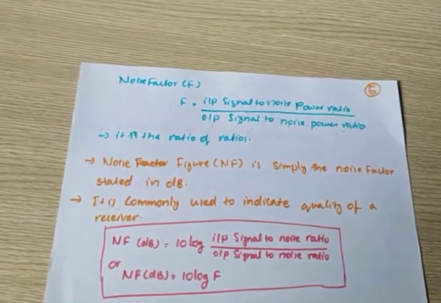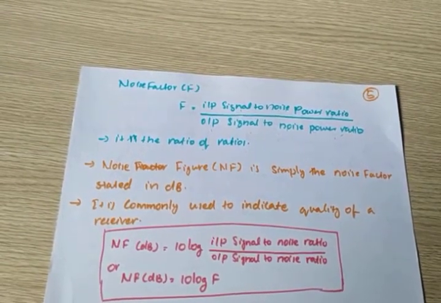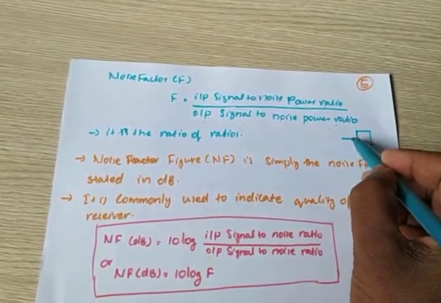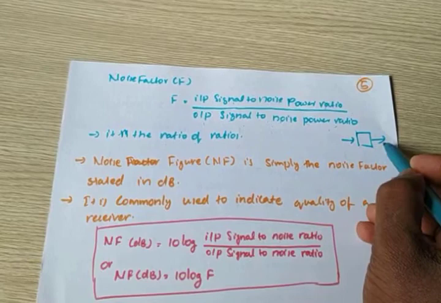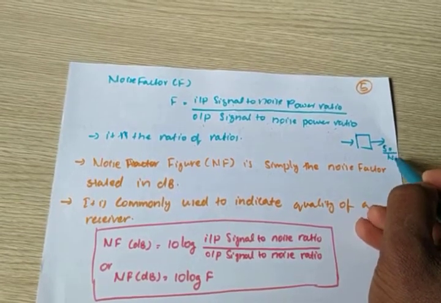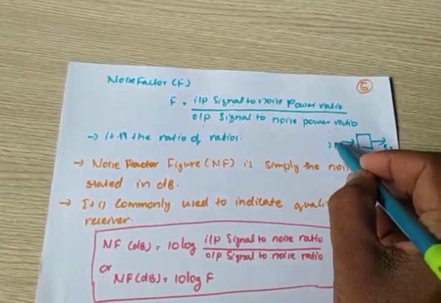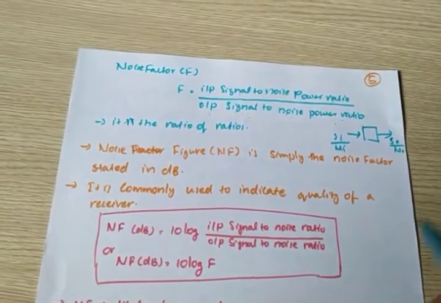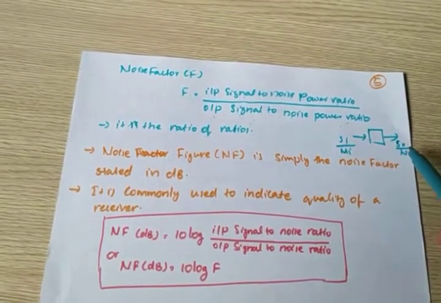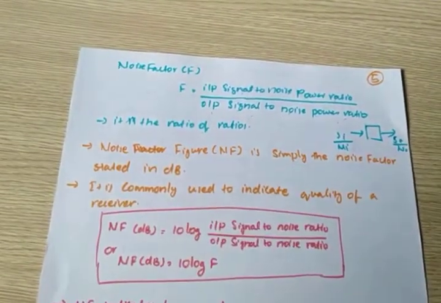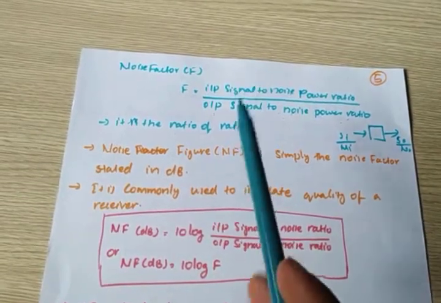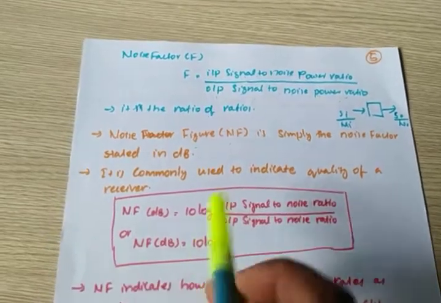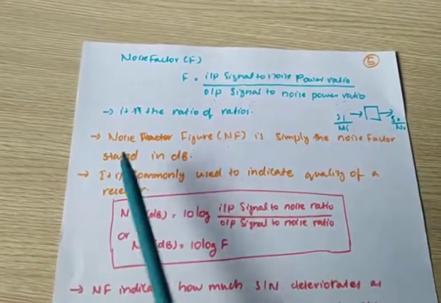Consider a system. The system has an input signal to noise ratio, input S by N, and output S by N. So consider this is a system. This is input, this is output. Output signal to noise power is S0 by N0. Input signal to noise power is Si by Ni. So the ratio of this quantity by this is noise factor. And that noise factor expressed in dB is noise figure. So noise figure is simply the noise factor stated in dB.